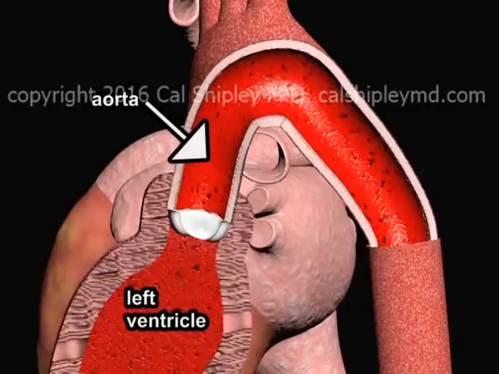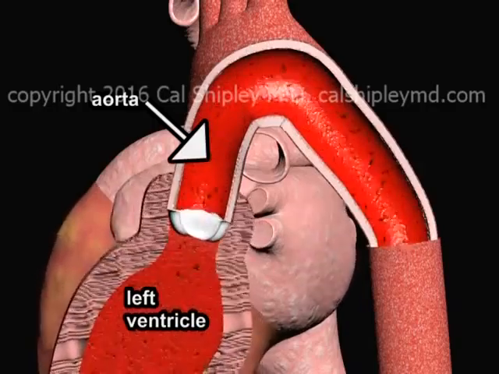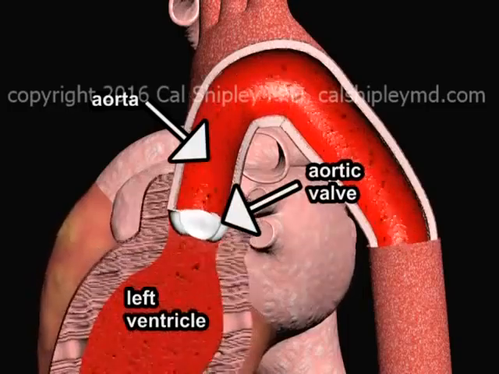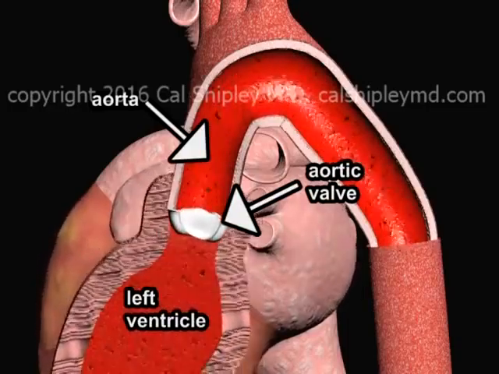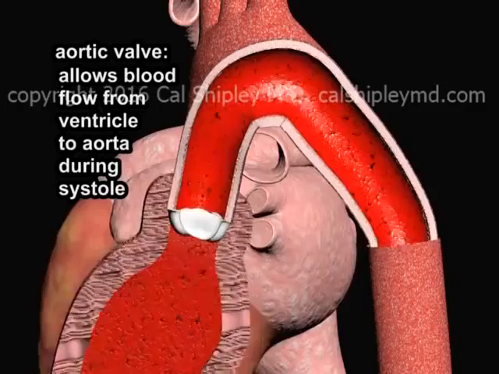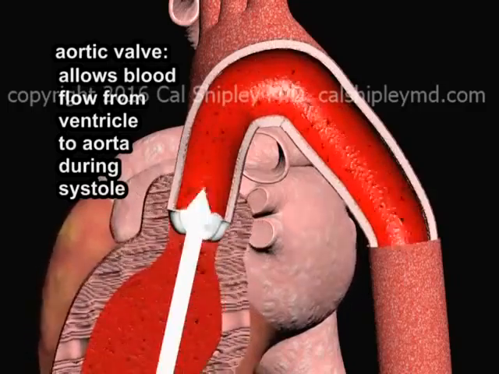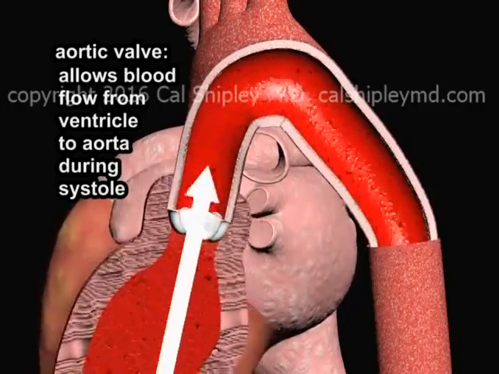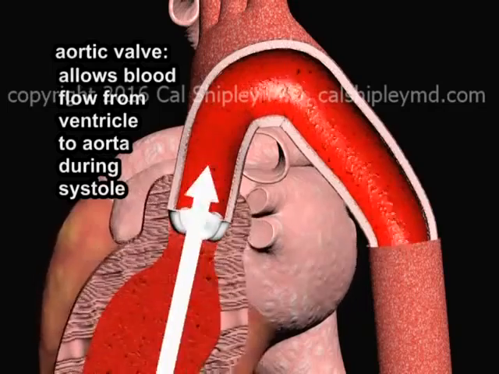Here is a side view of the aorta and the left ventricle of the heart, seen in cross-section, with the aortic valve located at the junction between the two. The aortic valve's primary function is to facilitate blood flow from the left ventricle into the aorta during systole, when the ventricle contracts and the valve is open.